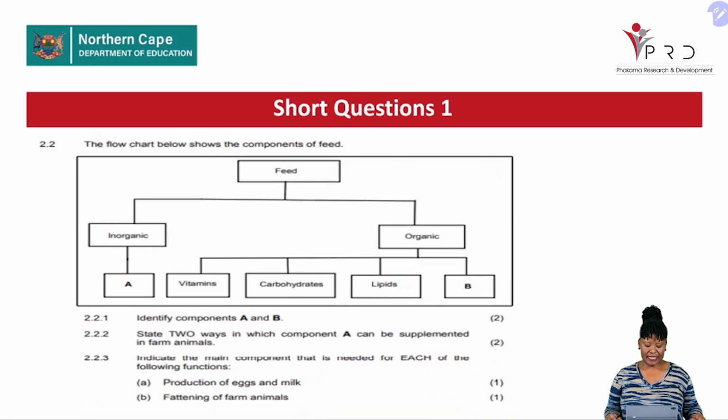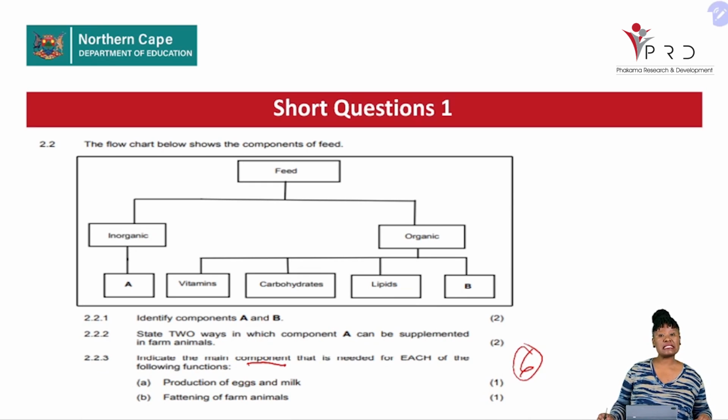Indicate the main component that is needed for each of the following functions. So you are given the functions. Remember the examination guidelines, it says you must know the functions, the importance, and the deficiencies. So here you are given the functions and you have to indicate the component. Production of eggs and milk, which component will talk to the statement? Fattening of farm animals. You want to fatten your animals, which one will talk to the statement? And you can see the mark allocation is 6 marks.